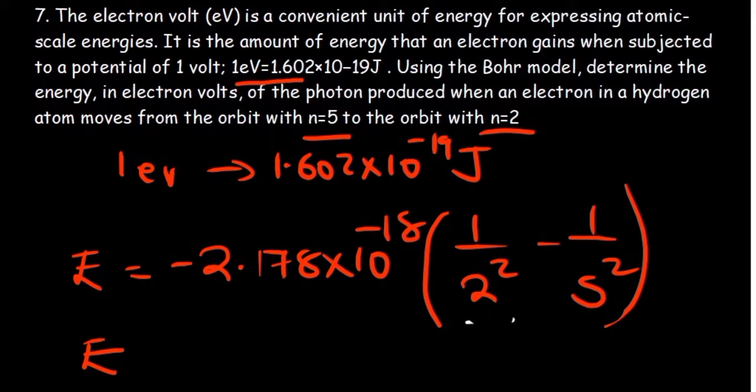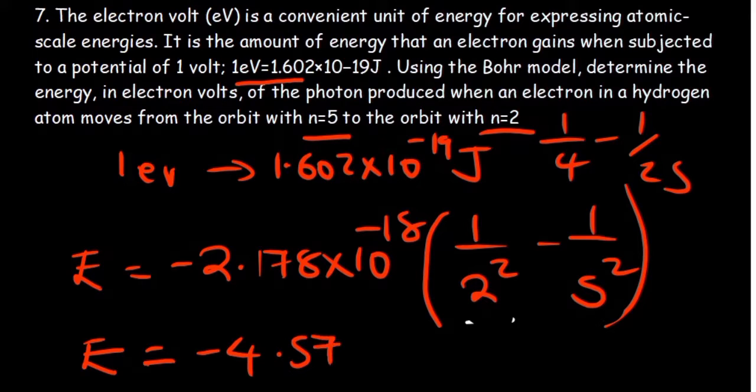So negative 2.178. I can start first with what's in the brackets: 1 over 4 subtract 1 over 25. Then multiply by negative 2.178 times 10 to the power negative 18. Okay, so basically what I'm getting is negative 4.57 times 10 to the power negative 19 joules.